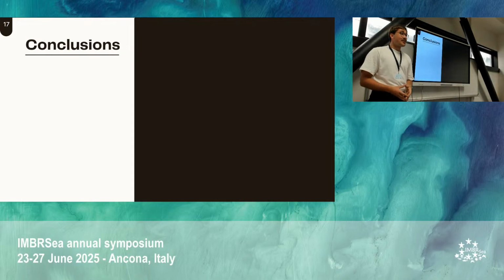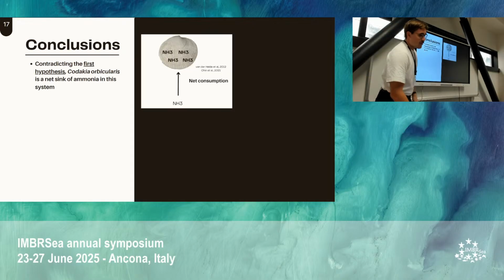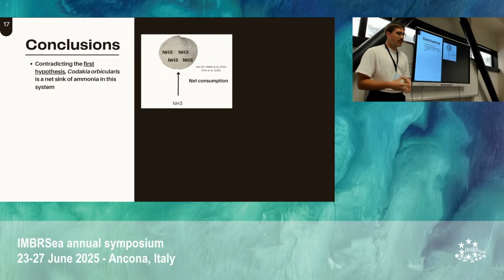So, what can we conclude from this? Well, first and foremost, contradicting our first hypothesis, Codacea orbicularis seems to be a net sink of ammonia in the system. Even though a lot of other people have speculated that they should let out more ammonia, and especially more than other non-symbiotic bivalves, we see the complete opposite. And there are a few caveats to this that you should keep in mind.